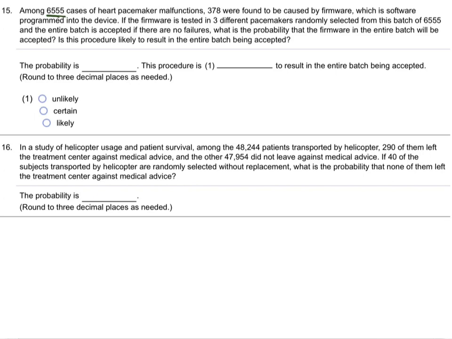Among 6,555 cases of heart pacemaker malfunctions, 378 were found to be caused by firmware, which is software programmed into the device. Firmware is tested in 3 different pacemakers randomly selected from the batch, and the entire batch is accepted if there are no failures. What is the probability that the firmware will be accepted? Okay, that's a lot of fancy words.